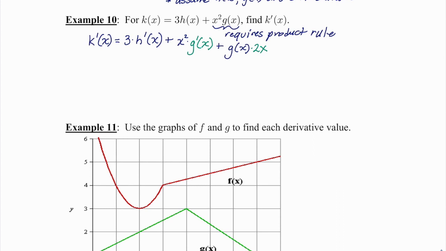So we don't have a specific formula, but we're showing here's how I would find the derivative of k if I know the derivatives of those other functions. And that's what this kind of problem is asking us to do.